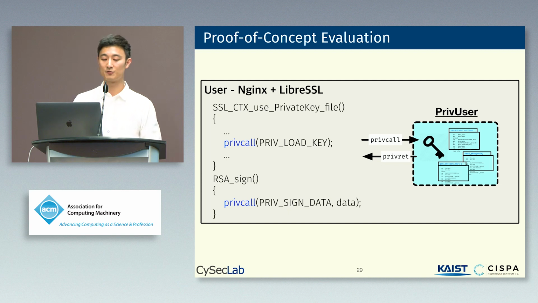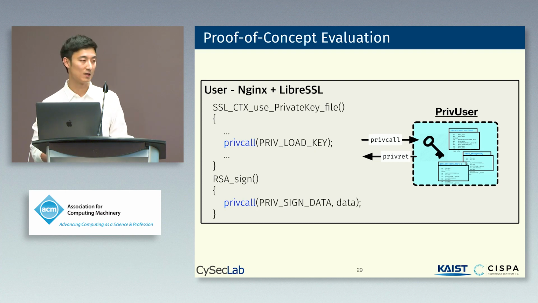This POC shows how the Heartbleed style of attack is mitigated by design. The private key is stored in the PrivUser memory to begin with. The operations that access the private key can only be performed through use of the strictly controlled Privcall interface.